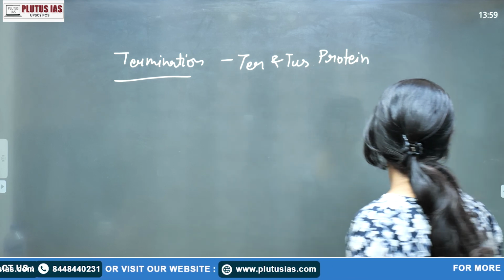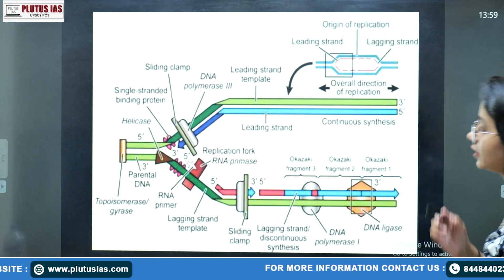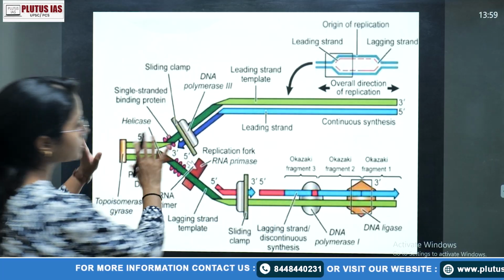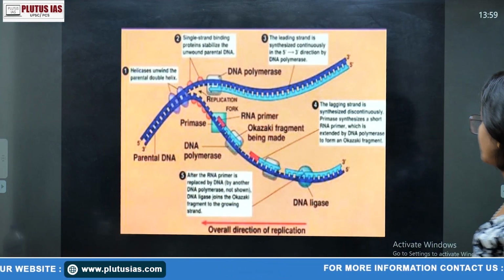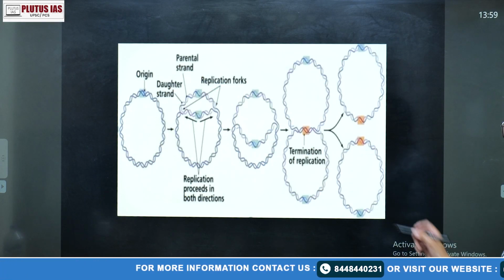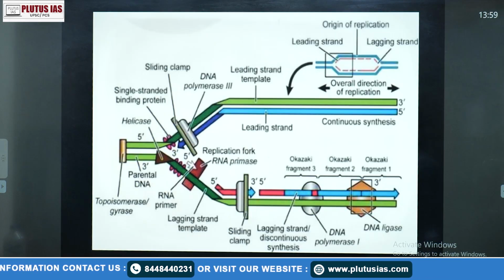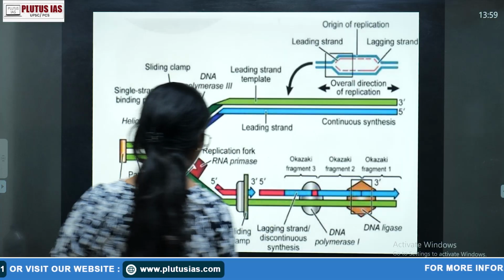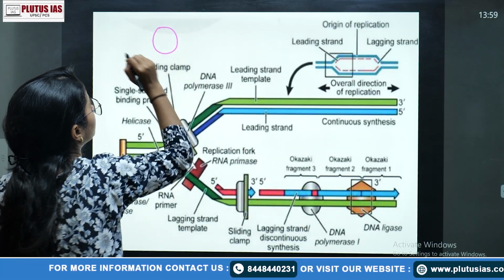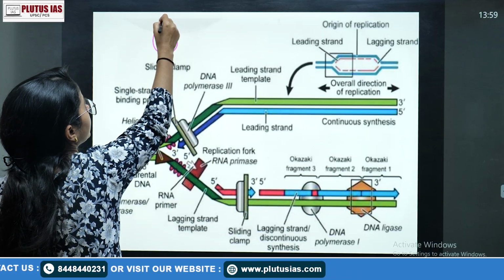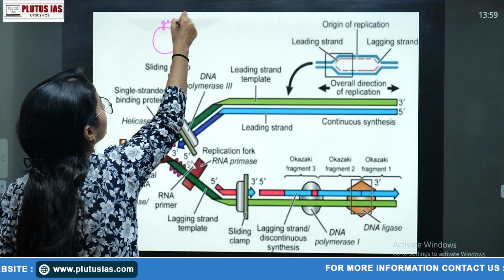So whatever I have just said, I really want to explain this with the help of the diagram. Okay. So this is your parental DNA. This is a termination process, so leave it. One thing more here, the DNA is circular. So this is your one ORI site.